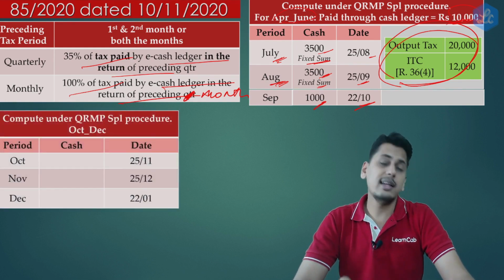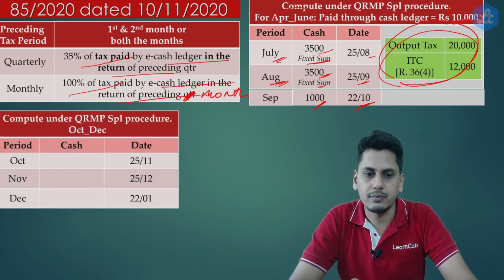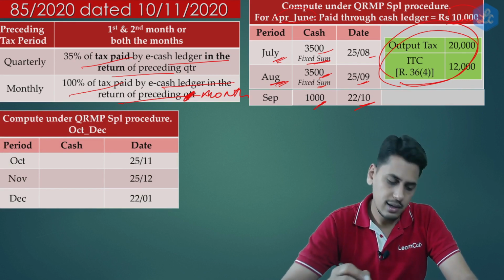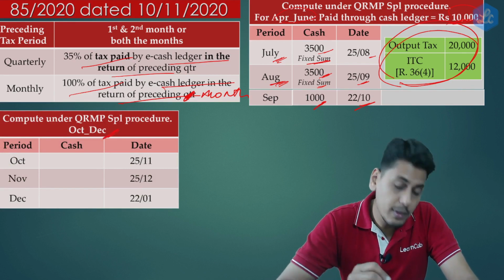Now friends, let's go to the next quarter. So we have completed July, August, September. The next quarter is October to December.